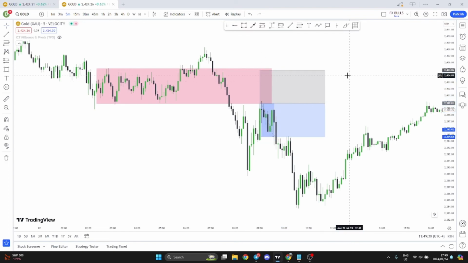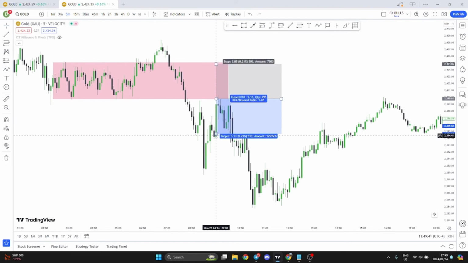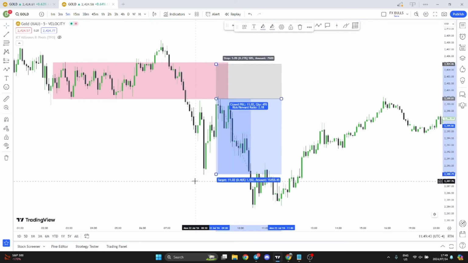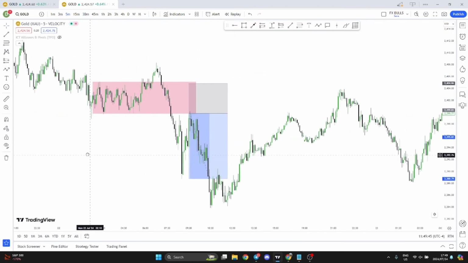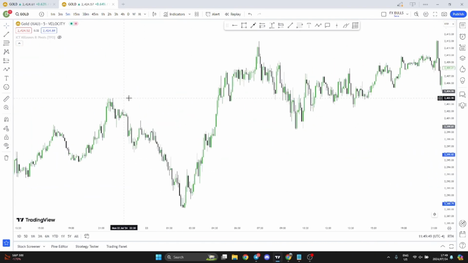I don't know where you would have placed your stop loss. I would have placed mine there, just above that high, in case price wants to just move up, tap that order block, or then move down only. So I would have placed my stop loss there, and my TP would have been at this low, which is roughly 100 pips, which isn't too bad at all. But yeah, that's basically it, guys. It's really not that difficult.